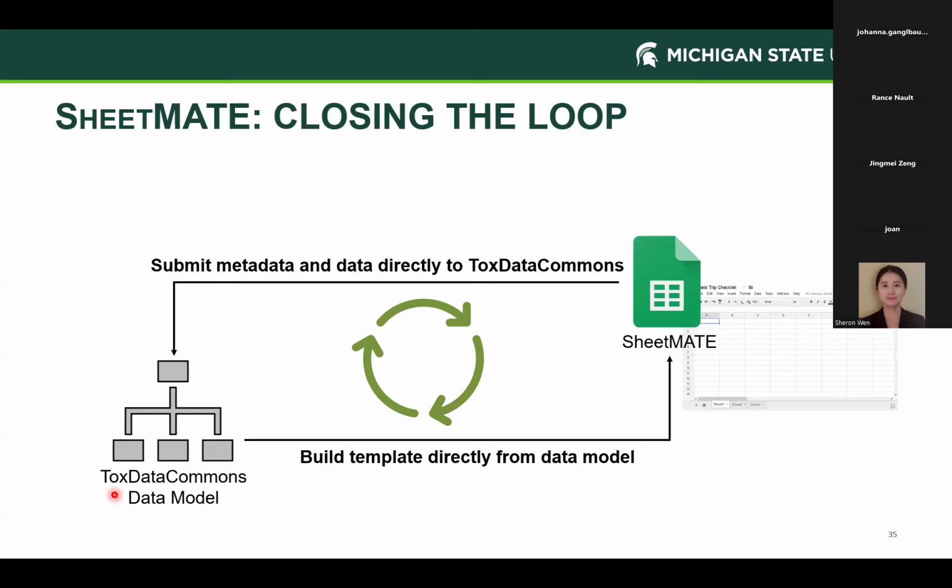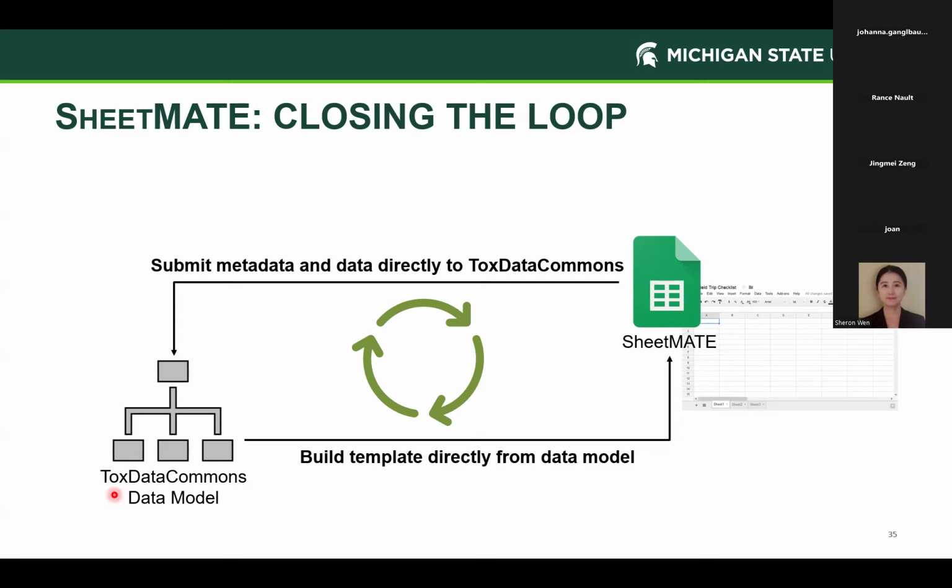So we did SheetMATE to essentially close the loop. This is basically just a tool based on Google Sheets. So everyone's worked with Google Sheets, pretty much Excel, right? What it does is it goes to ToxDataCommons and asks, okay, what is the standard? What are the requirements for this part of the metadata model or the data model? It builds a template off of that, and tells you what is expected in each of these.